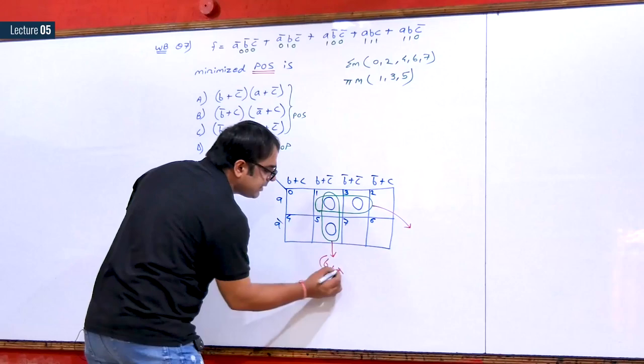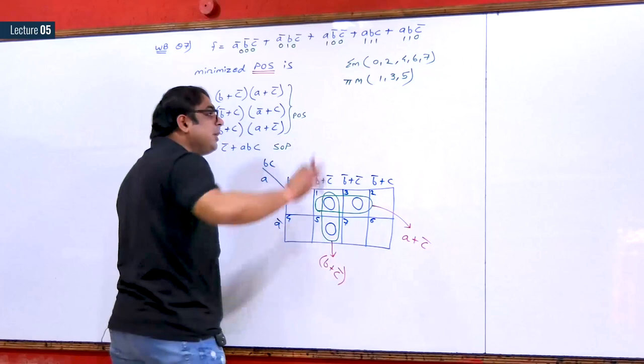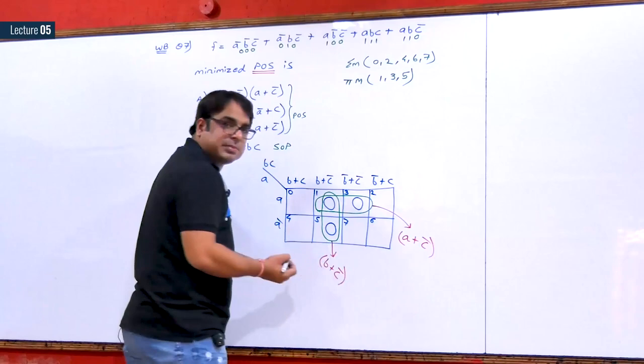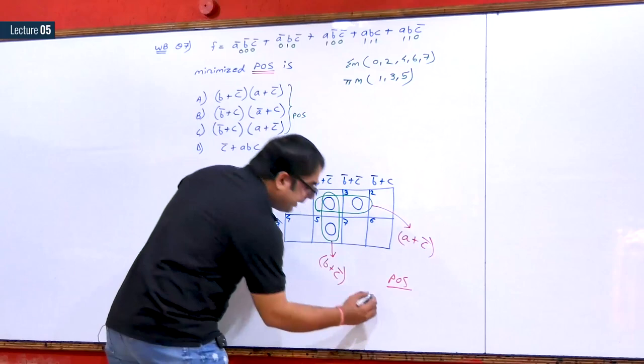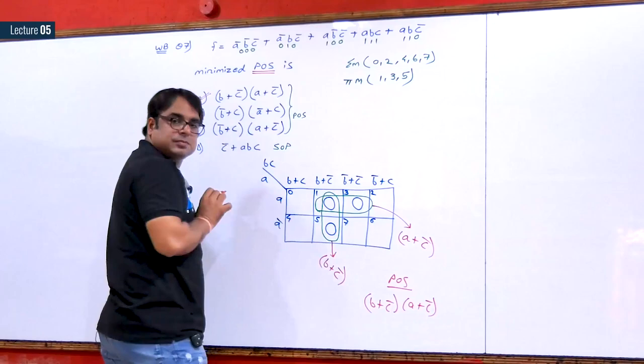For this pair, A is common from this side, A is common from this side, and C complement is common. POS means each individual term is a sum term. POS means product of sum, multiplication of sums. Multiplication of sums means B plus C complement, A plus C complement. Option A is correct.